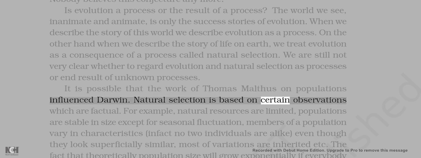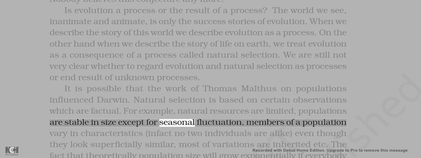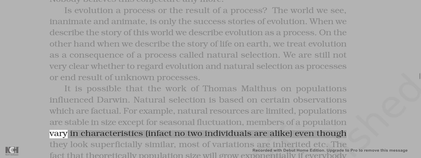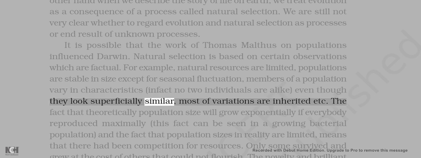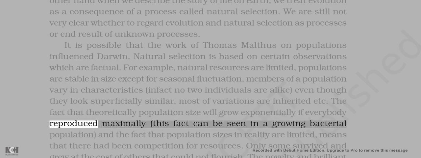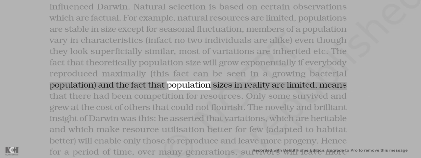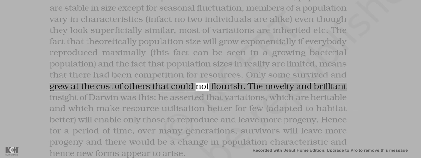Natural selection is based on certain observations which are factual. For example, natural resources are limited, populations are stable in size except for seasonal fluctuation, members of a population vary in characteristics, in fact no two individuals are alike, even though they look superficially similar, most of the variations are inherited, etc. The fact that theoretically population size will grow exponentially if everybody reproduced maximally, this fact can be seen in a growing bacterial population, and the fact that population sizes in reality are limited, means that there had been competition for resources. Only some survived and grew at the cost of others that could not flourish.